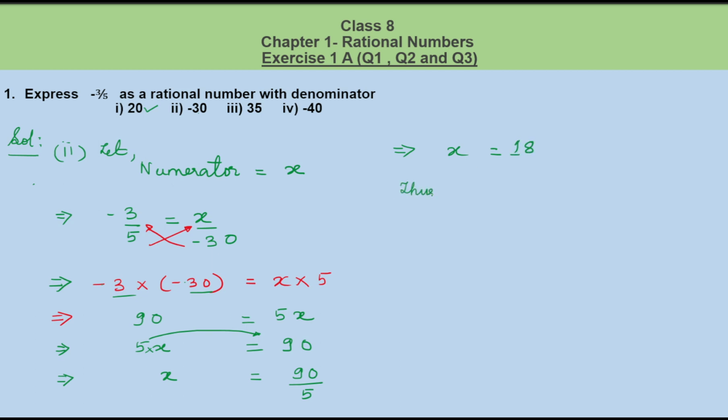We have the value of the numerator, and thus the rational number will become now denominator is minus 30, and the numerator will be 18. Correct? Hope you got it. Now let us move to the next question.